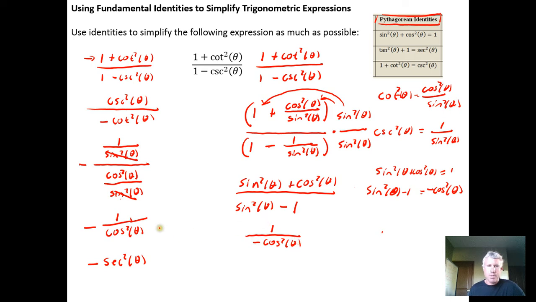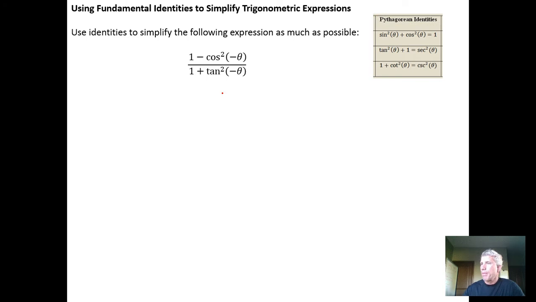And now I'm in the same position I was right here, and I use the fact that 1 over the cosine squared is just equal to the secant squared of theta. So a couple different approaches that utilize the core identities to simplify an expression. We'll take a look at one more.